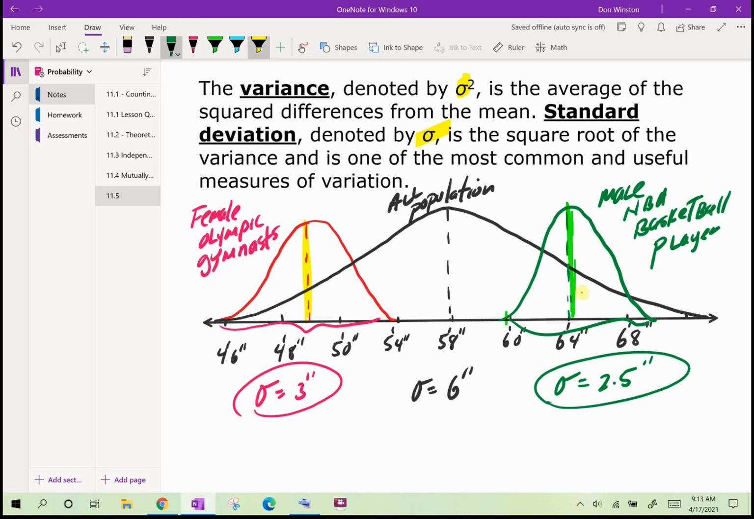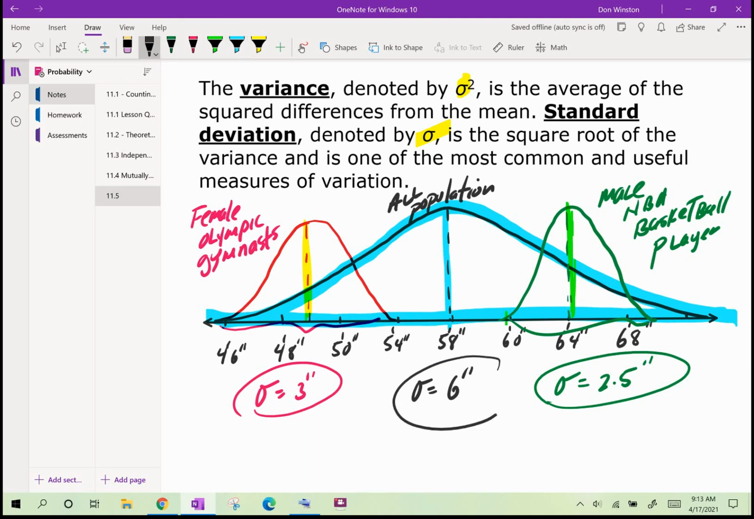But when you take a look at the entire population, if you included everybody, their average height would be about 5 feet 8 inches. But the spread or variation in their height would be much larger, let's say about 6 inches. So you see that the standard deviation is a useful measure of variation. It tells you how much variation there is in a set of data. The larger the standard deviation, the greater the variation.